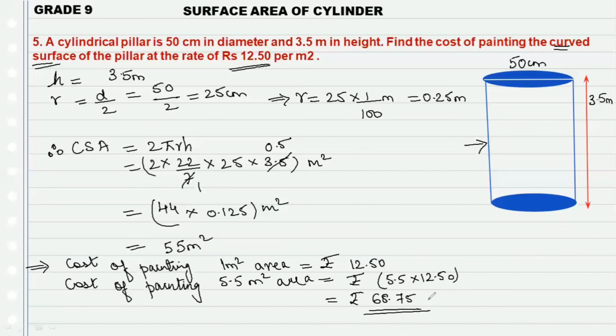Okay. So after calculating, you will get the answer as 68.75. So this much rupees will be needed to paint the curved surface area of a cylinder with the given dimensions at the rate of rupees 12.50 per meter square.